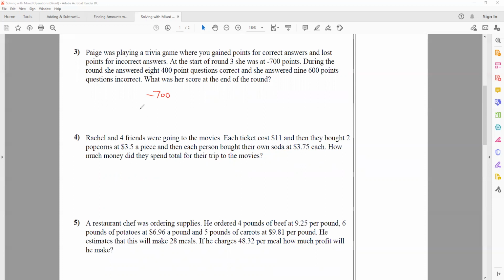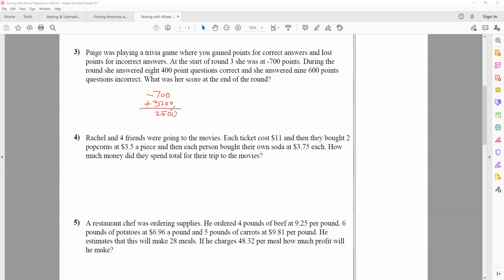All right, and then during the round, she answered 8 400. So 8 times 400 is 32,000. So I mean, you mean 3,200. 3,200. So you're going to add that. You add them together and you get... It's almost like minus. So 3,200 minus 700, which is 2,500. Okay, good. You did that part.